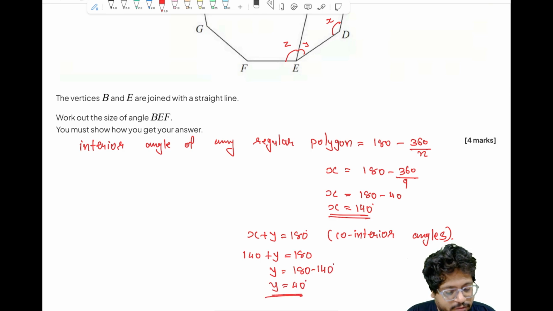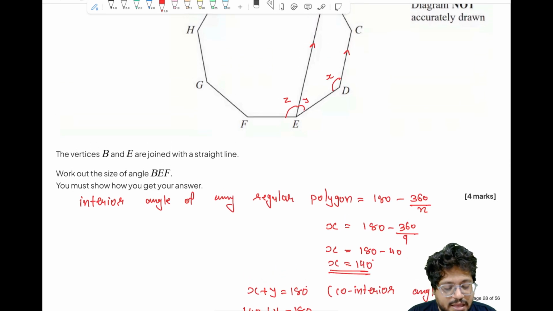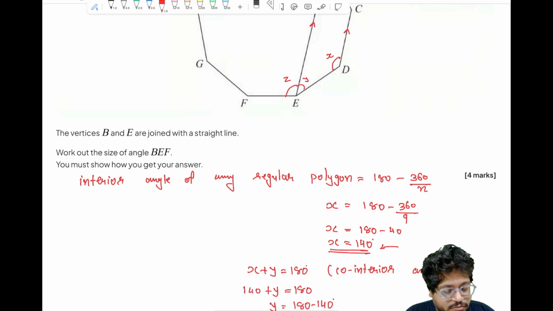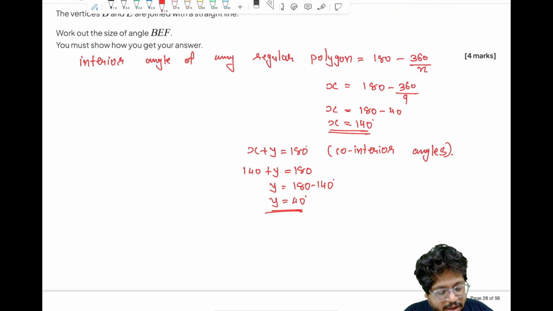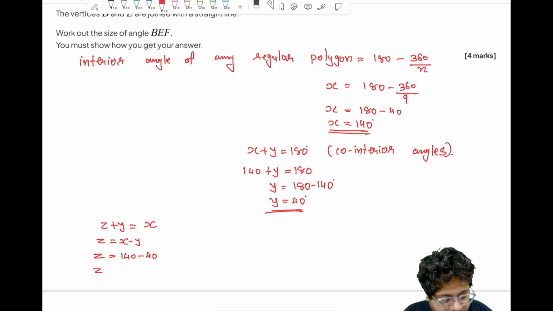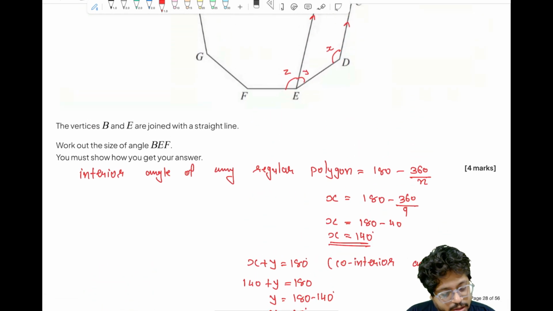Still we don't have z right now, but this z plus y, this whole is the interior angle only, right? And the interior angle is 140, right? So what we can say is that z plus y is equal to x only. So z is equal to x minus y. So that is 140 minus 40. So z will be 100 degrees. Clear?